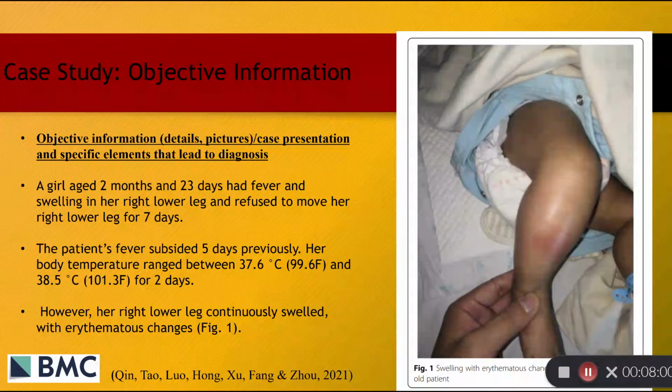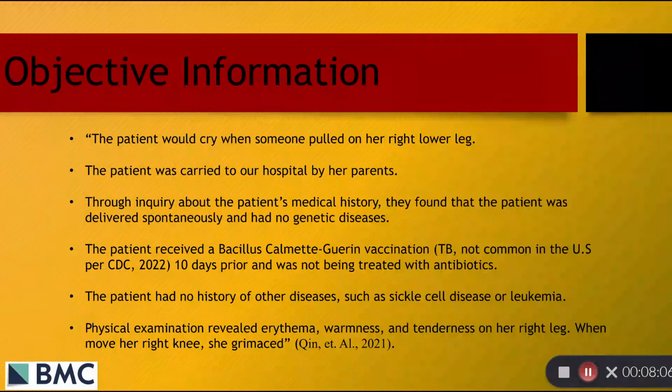It's red, it's swollen. Parents are bringing her in. This is what it looks like. The baby. Objective information. The patient would cry when someone pulled her leg lower, pulled on her right lower leg. The patient was carried into the hospital by the parents. Through inquiry with the patient's past medical history, they found that the patient was delivered spontaneously and had no genetic diseases. The patient received a TB vaccination.